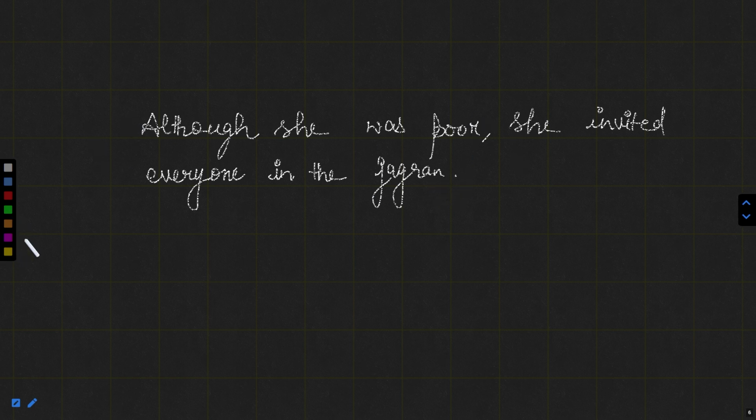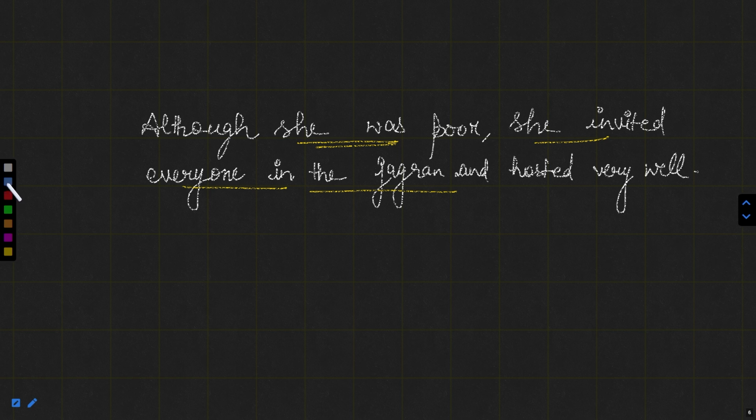Now if we see the sentence carefully, here we can see the contradiction. She was poor, still she invited everyone in the Jagran, and hosted very well. So let us see this sentence. Now if I want to make this sentence in different manners, what can be done? We have used although in the beginning of the sentence. Now we can also use this particular word in the middle of the sentence, but what will be the pattern?